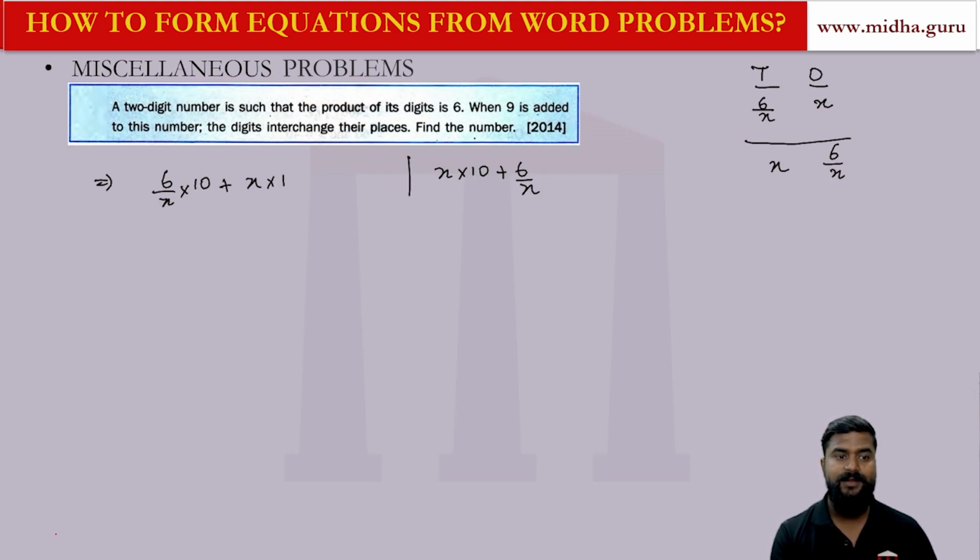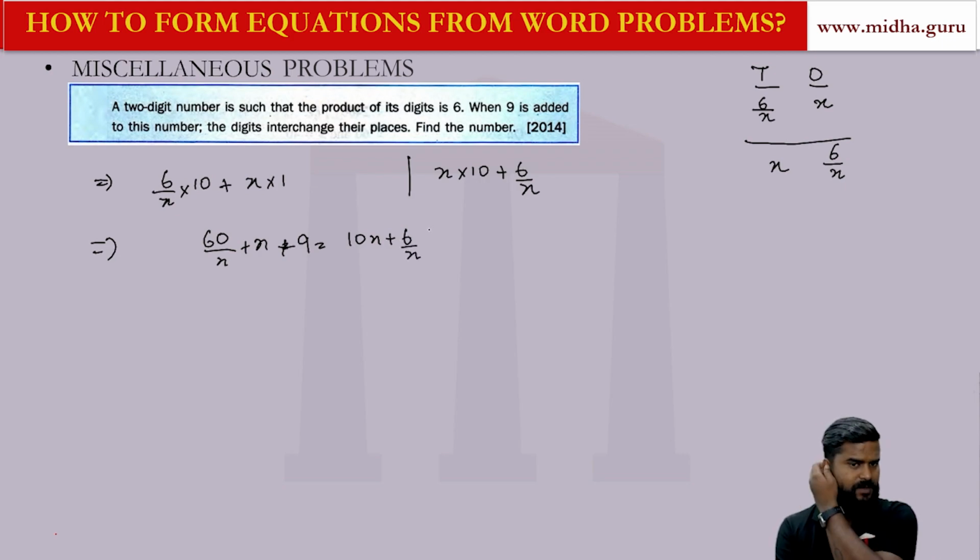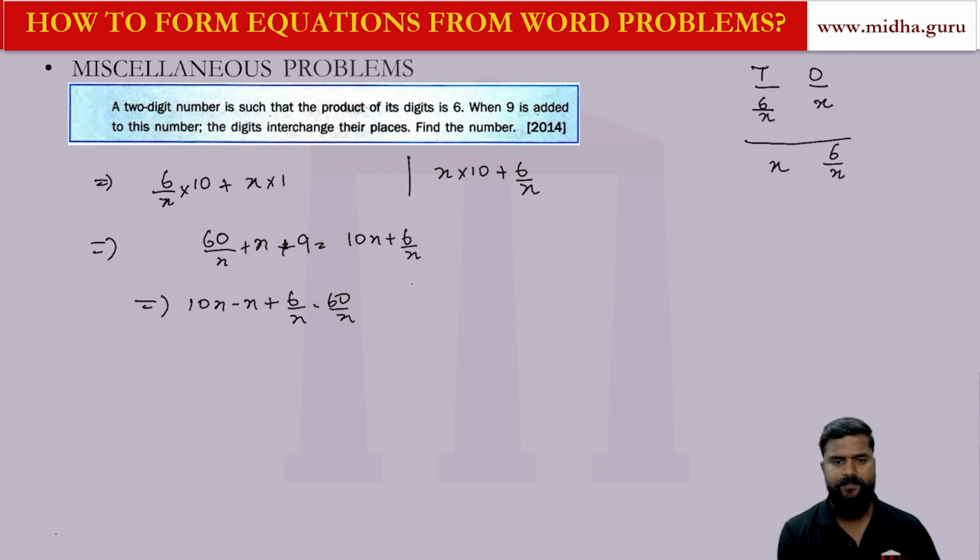Now this says that 9 is added to this number. That means when I add 9 to this, we get this. So we'll write 60 by x plus 9, since I have to add 9, is equal to 10x plus 6 by x. So I'll bring all the terms to one side. I'll get 10x minus x plus 6 by x minus 60 by x plus 9 is equal to 0. This becomes 9x minus 54 by x plus 9 is equal to 0.